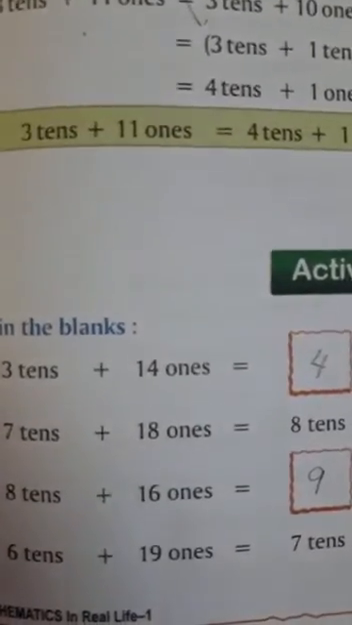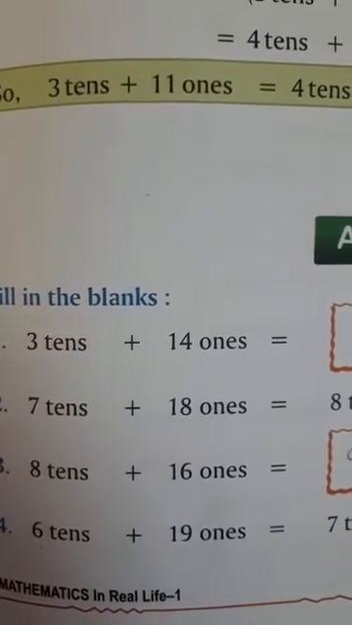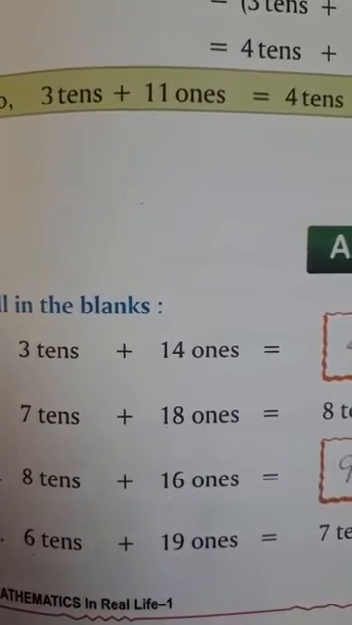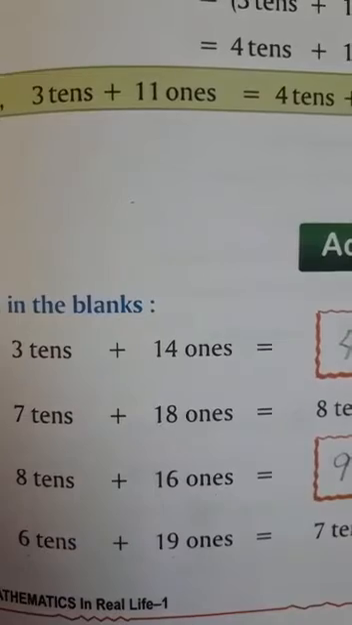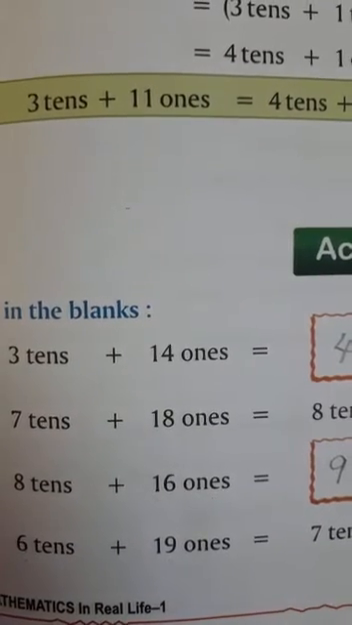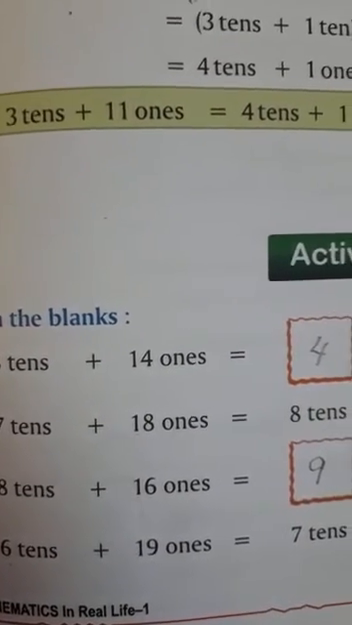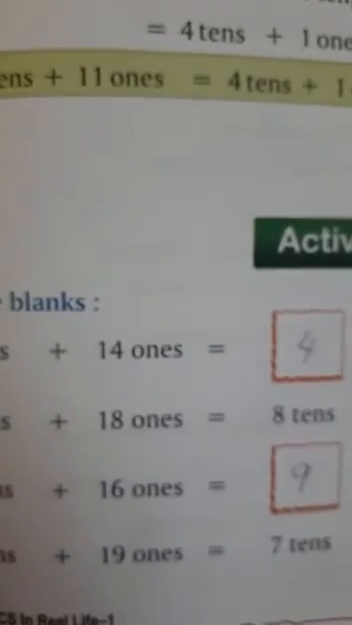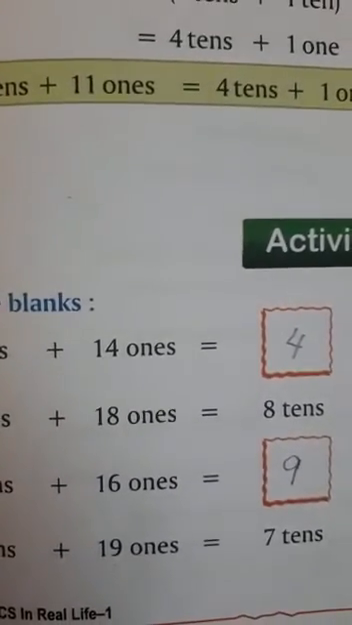At the last, 6 tens and 19 ones. Again the digit that is at the tens place, we will shift to the 6 tens, and that 6 tens will become 7 tens. And here at the ones place we are left with only the 9 ones.